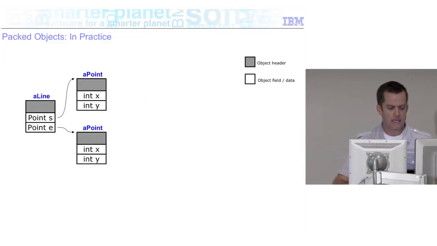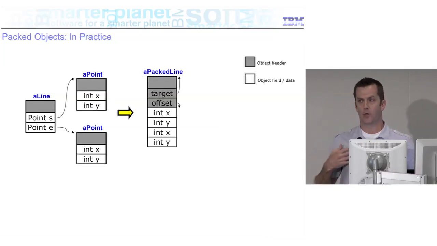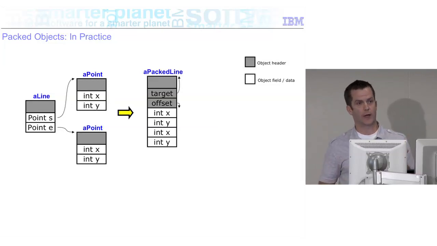So let's take a line with 2 points. And this is, again, what it would typically look like in Java. The usual problems. In the packed representation, this is what a packed line would look like. Okay? So here again, if I'm looking at a packed line, its target will point to itself and its offset will point to the data. And of course, it's got the start point S and the end point E embedded directly in it.